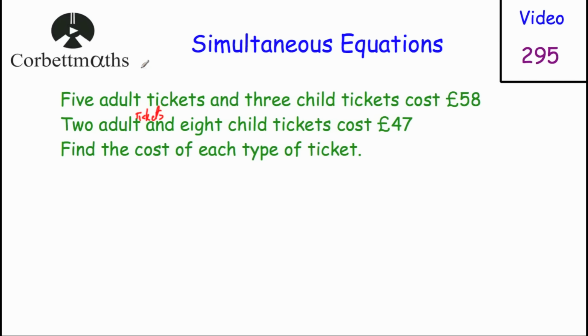So we've got our two equations. We've got 5 adult tickets. Let's let an adult ticket be x pounds, and let's let a child ticket be y pounds. So let's make our equations. We've got 5x plus 3y is equal to £58. And then we've got 2x plus 8y, and that's equal to £47. So we've got our two equations.